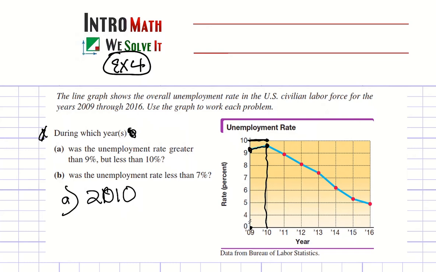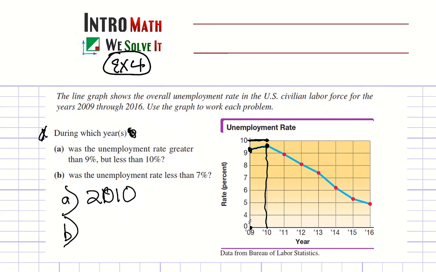Okay. B, what does he say in B? Was the unemployment rate less than 7%? I think so. Well, not that I think so, it is. It was below, yes, below. Because if you look at, well, less than 7, sorry. Is it less than 7%? Yes.